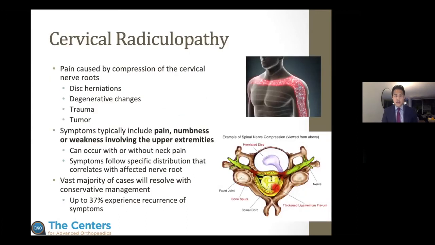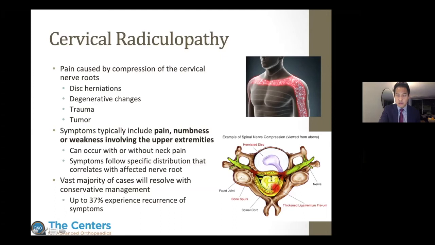Moving to the next category of neck pain is what we call cervical radiculopathy. Cervical radiculopathy is pain that is caused by actual compression of the nerve roots. Again, the nerve roots are the nerves that branch out from the spinal cord and go down to your arms and legs. If we look at this picture down here, over here is where the nerve root is.